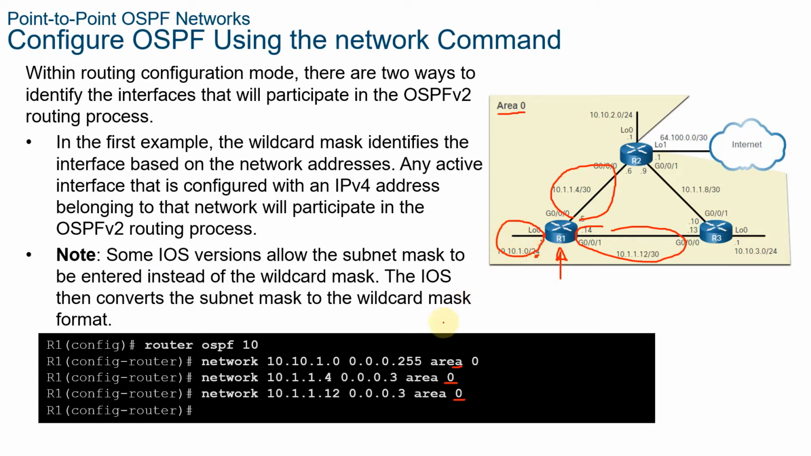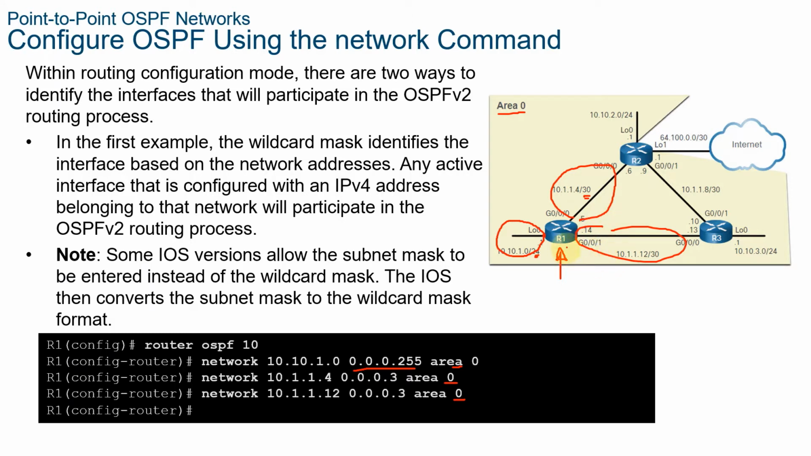Take note that the loopback network, 10.10.1.0, is /24 here. Therefore, the wildcard mask would be 255.255.255.255 minus 255.255.255.0. So that makes it 0.0.0.255 here.